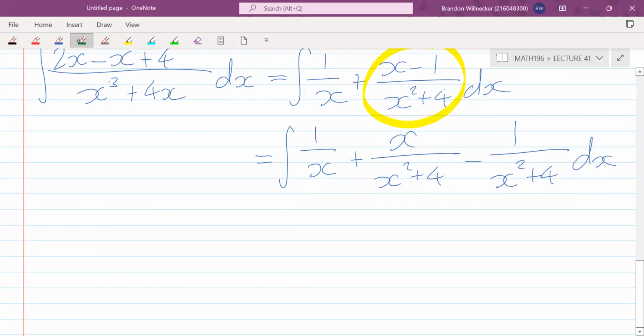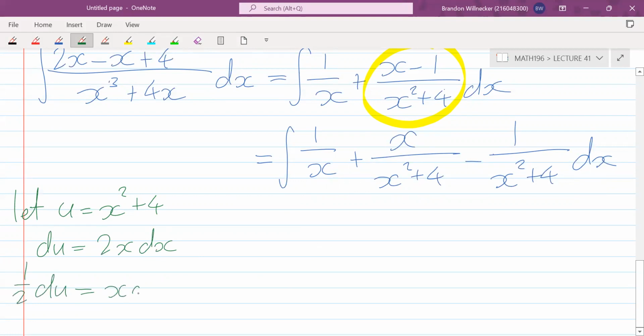So that gives us our hint. So let u be equal to x squared plus 4. du will then be 2x dx. So 1/2 du will then be x dx. Okay.